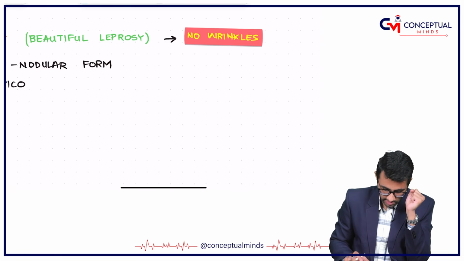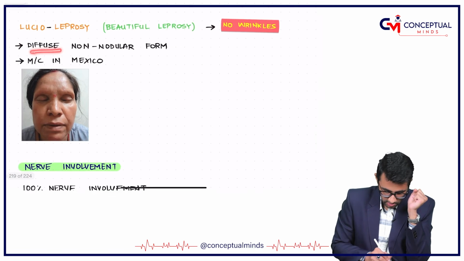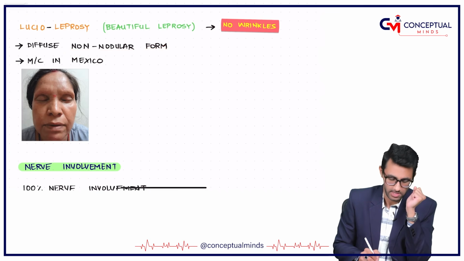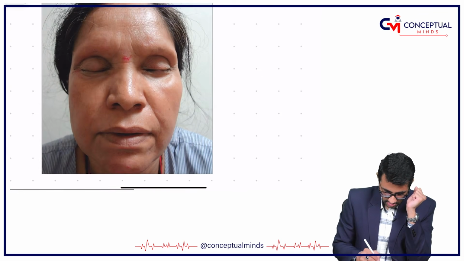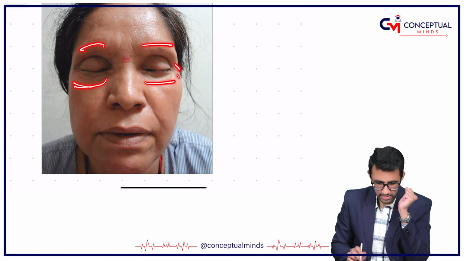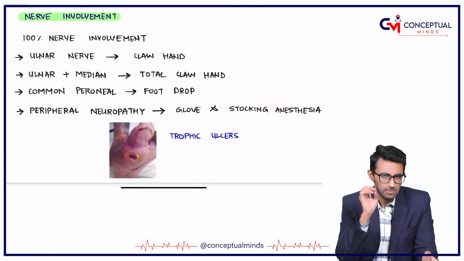Okay, there is loss of wrinkles in this. This is a diffuse non-nodular form of leprosy. You see, this is most common in Mexico. You see right here in this patient, there's almost such clear skin, but still this is a type of leprosy known as Lucio leprosy. Okay, so now let us see about the nerve involvement.